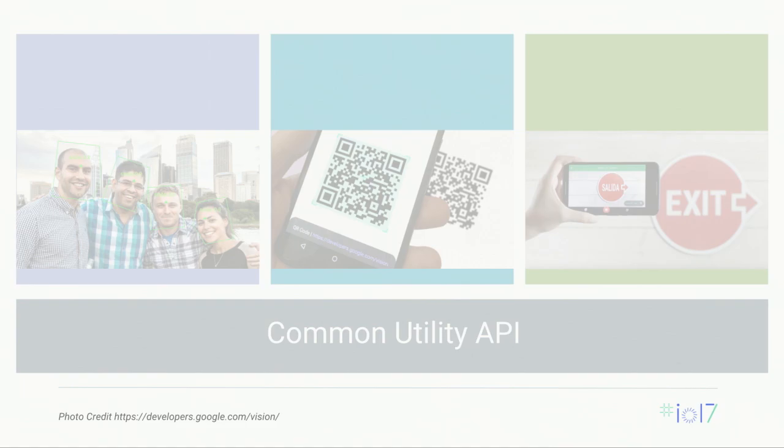The Mobile Vision API consists of 4 major components: the Common Utility API and 3 specialized detection APIs. The Common Utility API provides infrastructure and building blocks that help you construct a streaming pipeline.